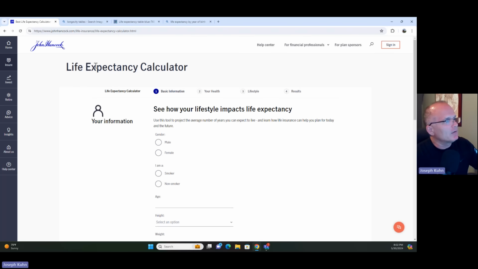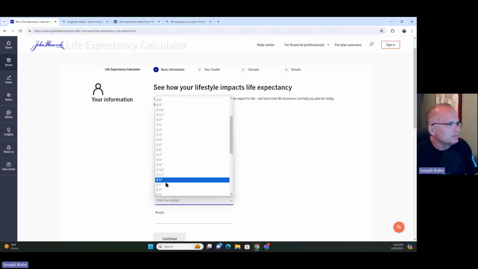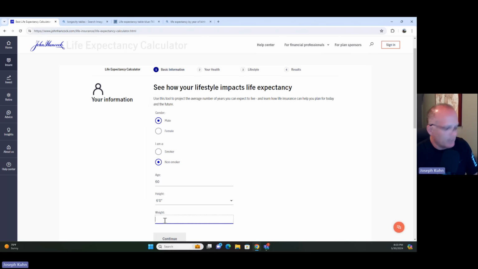So let's take a look at this life expectancy calculator. You're going to want to do this. I promise you're going to want to do this. So let's do this for me. Okay, I'll let you see what mine is. So my gender is male. I am a non-smoker. I'm going to put in I'm 60 years old, even though I'm currently 59 for a little bit longer. I am 6 foot tall. My weight is 200 pounds, and I'm not happy about that. I need to get down another 10.